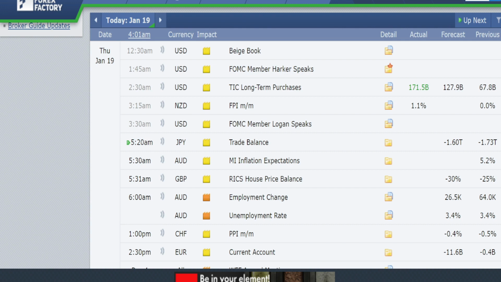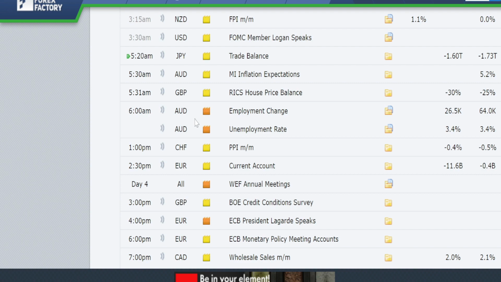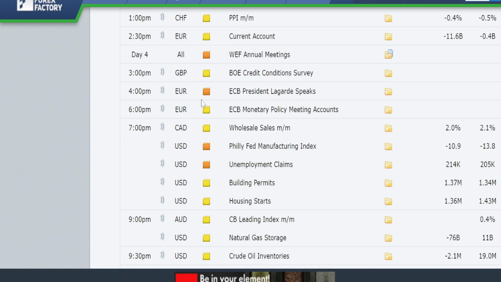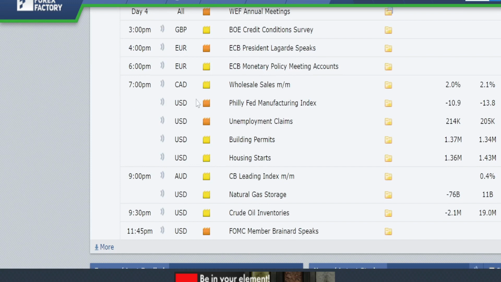Today is Thursday, Jan 19th. At 6 AM we have medium impacting news for Australian dollar related currency pairs. At 4 PM we have medium impacting news for euro related currency pairs. Then at 7 PM we have medium impacting news for US dollar related currency pairs. We don't have any high impacting news for any of the major currency pairs.